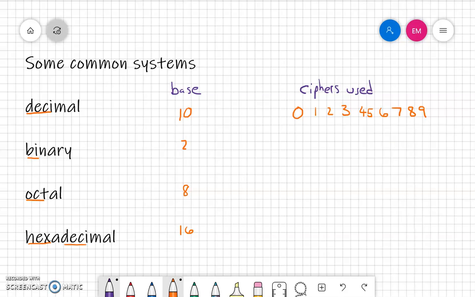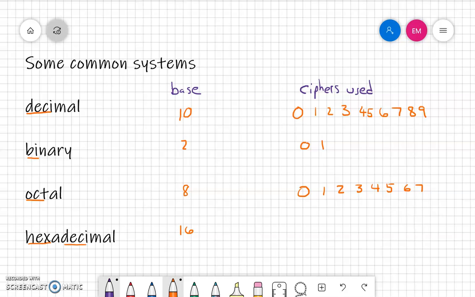In a binary system, there are only 2 ciphers used. Those 2 ciphers are 0 and 1. We run out of ciphers at the end of that. We're not allowed to use the cipher of 2, the cipher of 3, or any of these other ciphers. Hopefully you're starting to see a pattern, but our ciphers that we use here in octal are 0, 1, 2, 3, 4, 5, 6, and 7. And once we use those 8 ciphers, we have run out of ciphers to use.